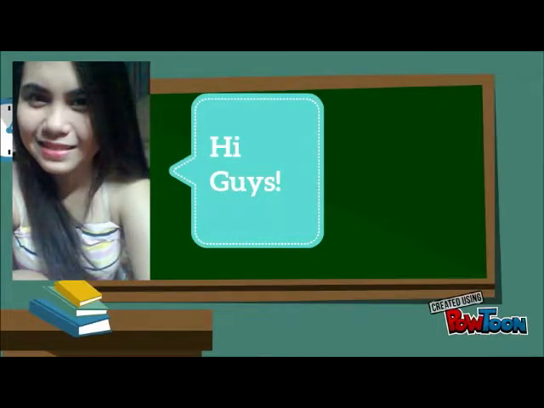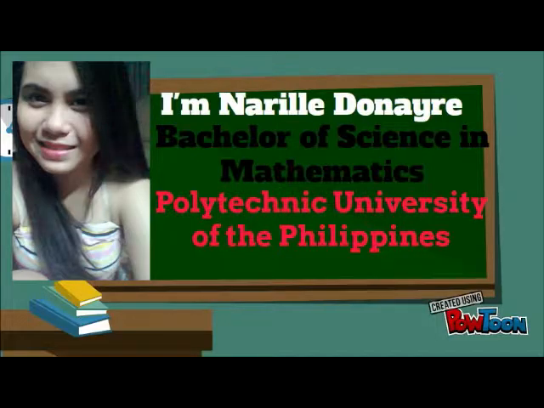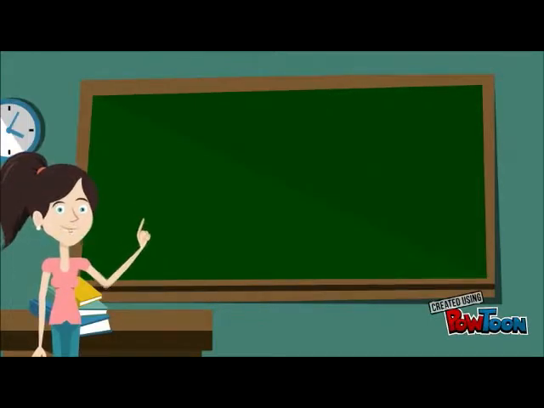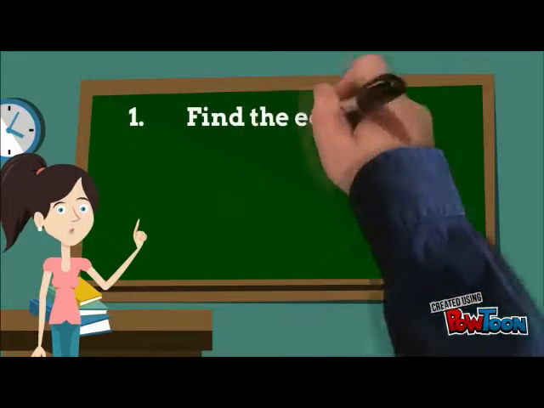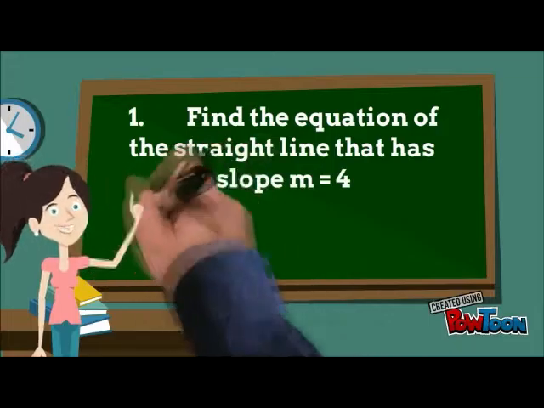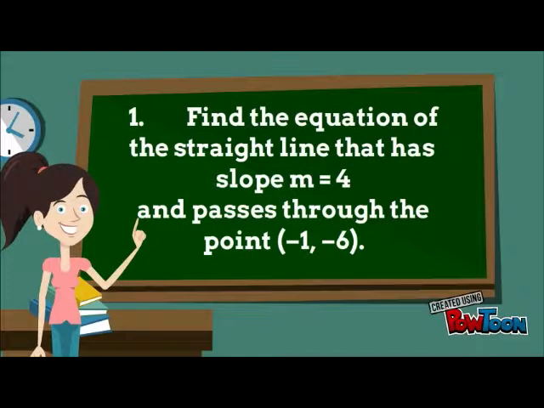Hi guys, I'm Narel Donare, a BS Math student from Polytechnic University of the Philippines, and I'm going to give some examples about slope-intercept. So let's start. The first example is: find the equation of the straight line that has slope m equals 4 and passes through the point -1 and -6.